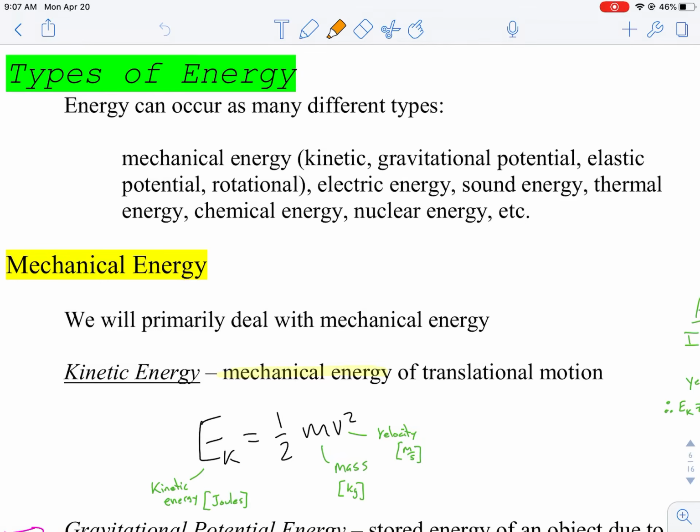Hey there, class. We're here today. We're going to look at the different types of energy. Specifically, in this particular class, we're going to focus on something called mechanical energy.